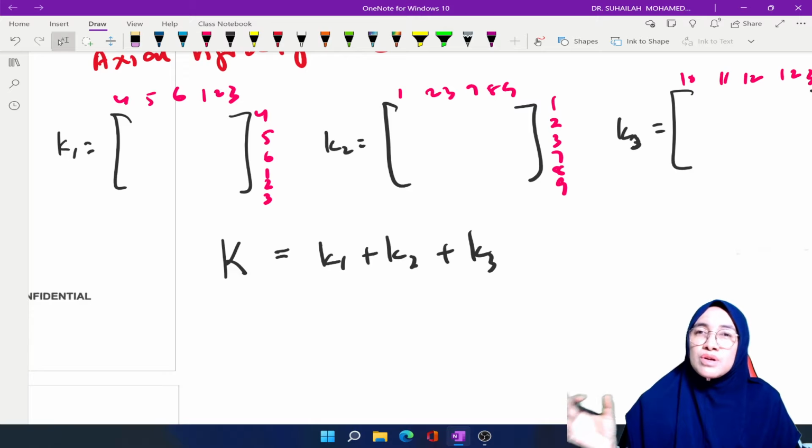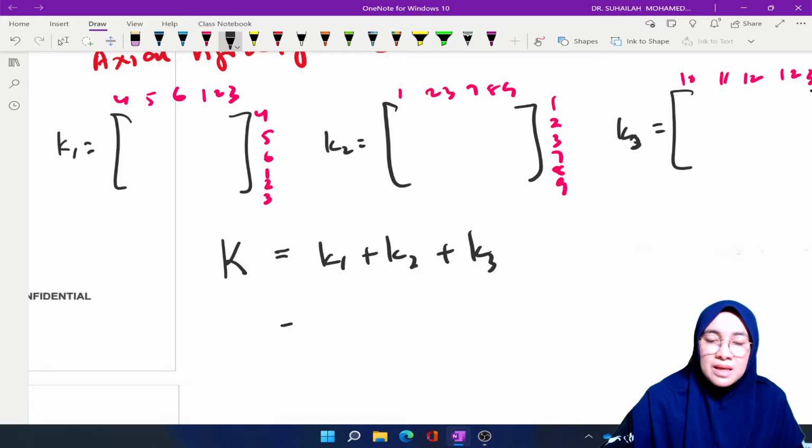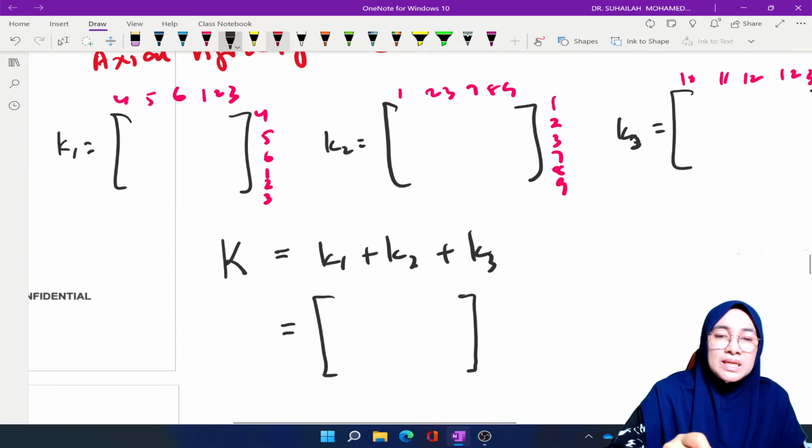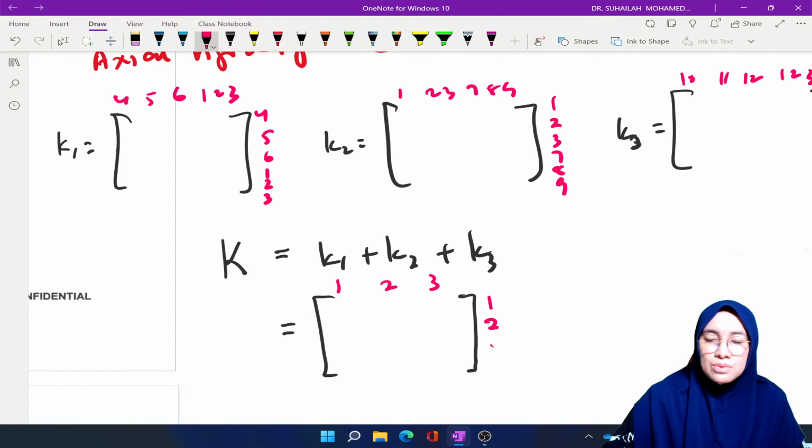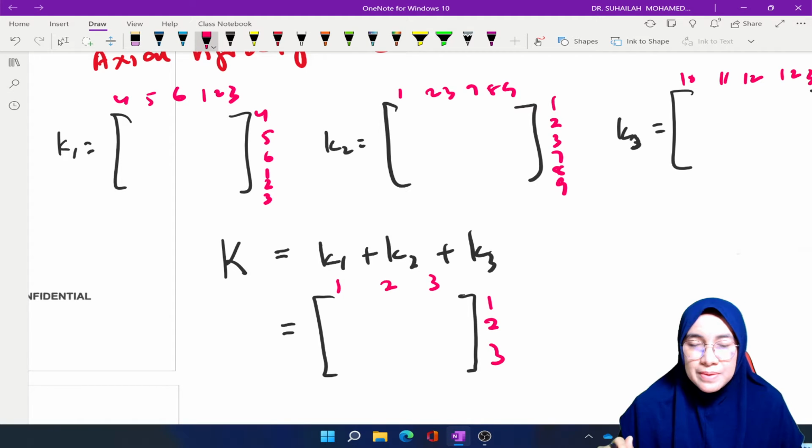is actually focusing on the unconstrained system only. It means that in the unconstrained system we have 3 degrees of freedom, 1, 2, 3. So we will establish K, the capital K. The capital K that we are going to establish is only this 1, 2, 3. So we get the value from K1, K2, and K3.